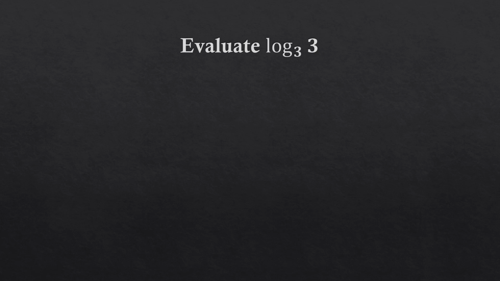We have evaluate log of 3 to the base of 3. Notice this number and the base are the same. So automatically this will be equal to 1. Because again, if you convert this into exponential form, you will have 3 to the power of x, which is equal to 3. Notice we have 1 as the exponent here. So that is why log of 3 to the base of 3 is equal to 1. And again, once this number and this number are the same, automatically that is equal to 1.